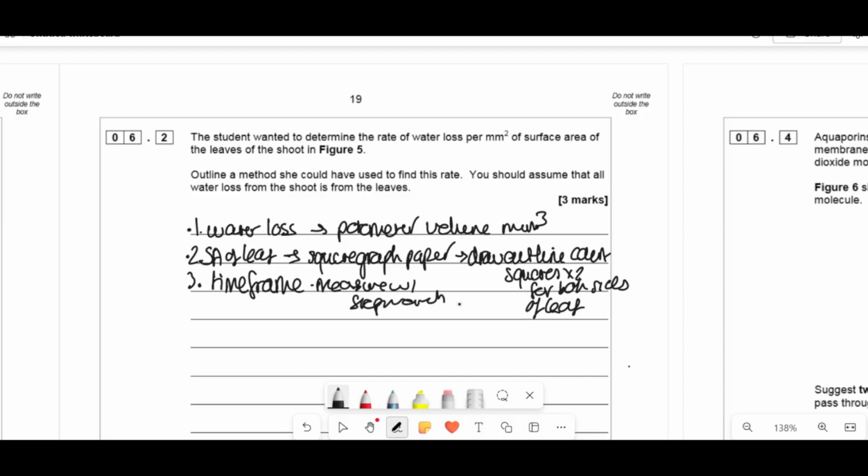To work out the rate, it's the volume of the water that's moved from before, divided by the surface area for each leaf, divided by the time. Because then that would give you millimeters cubed per millimeters squared area per time in minutes or whatever it was, or hours. There you go.